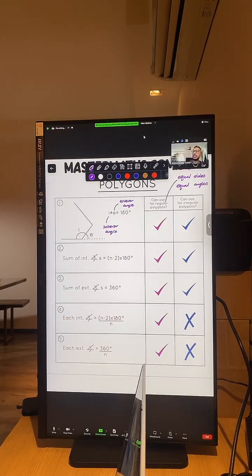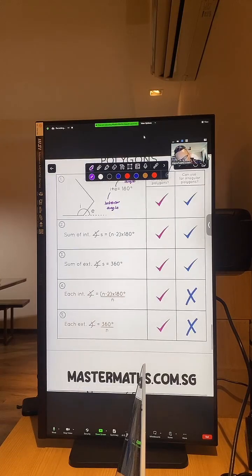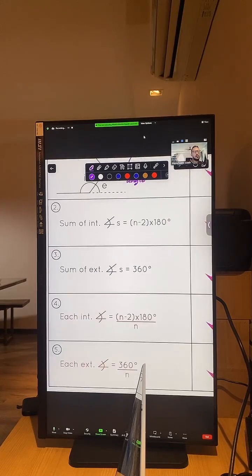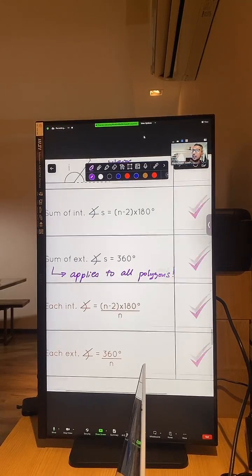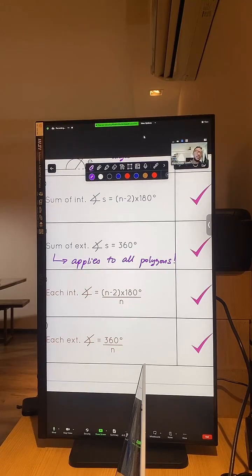Now your sum of exterior angles, this is very interesting. It's not dependent on the number of sides. So I will write here: applies to all polygons. Whether you're talking about a pentagon, 5-sided polygon, a 6-sided polygon, 7-sided, 8-sided, whatever, no matter how many sides, 100 sides, the sum of exterior angles will always be 360 degrees.